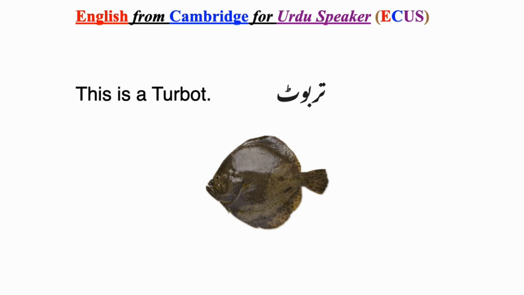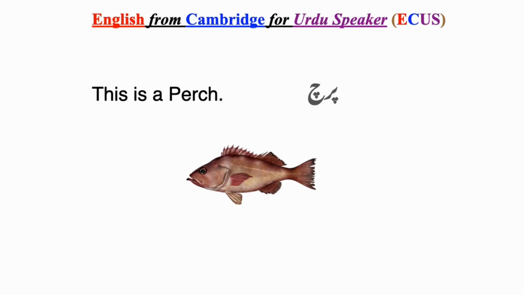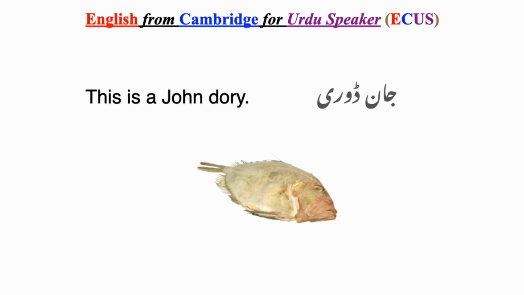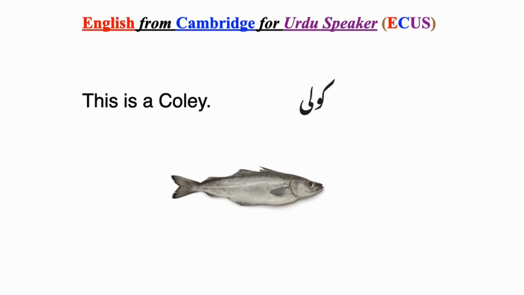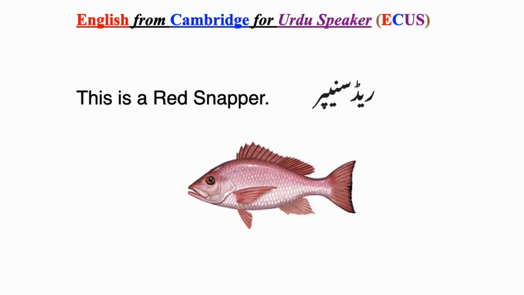This is a turbot. This is a Dover sole. This is a perch. This is a John Dory. This is a collie. This is a ling. This is a red snapper.